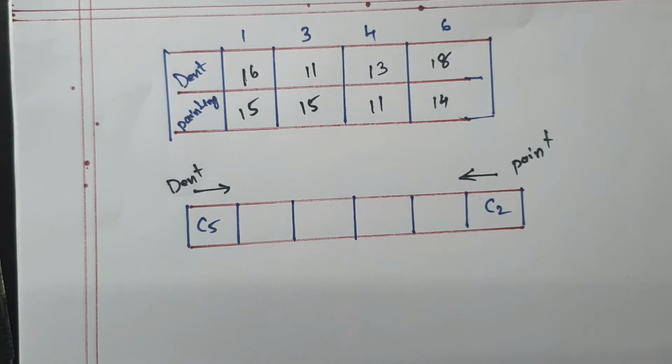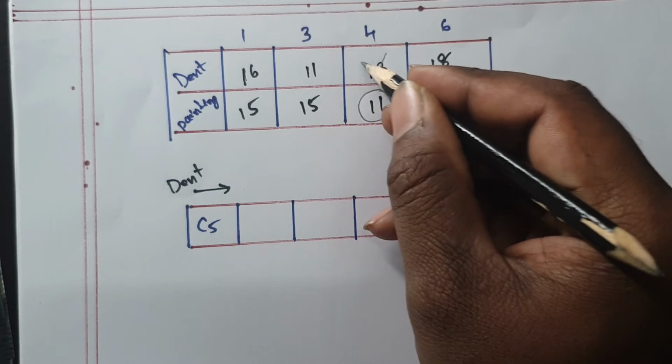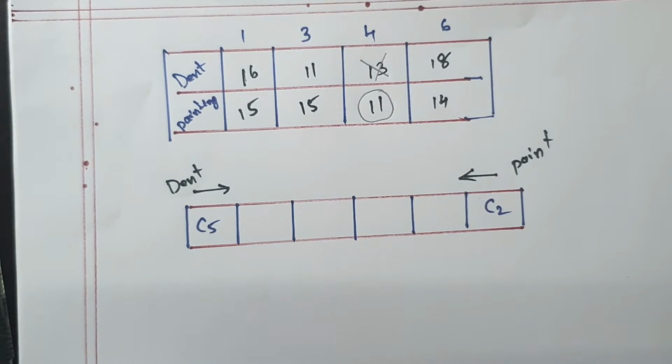Suppose they are lying in the same row, then I will show you how to solve that. But here it is lying in a different row. So first I will select this one. If I select this one, I have to cancel this one.